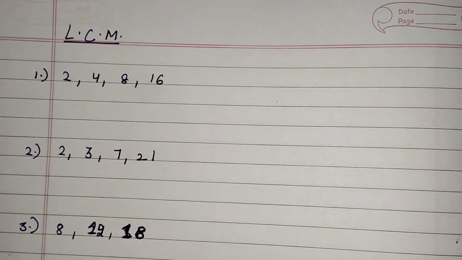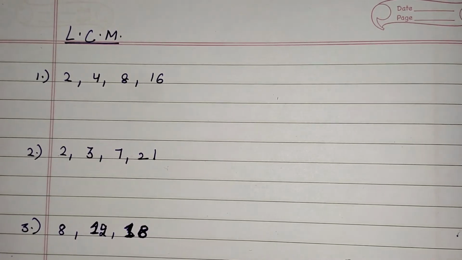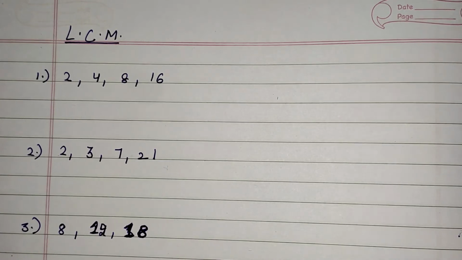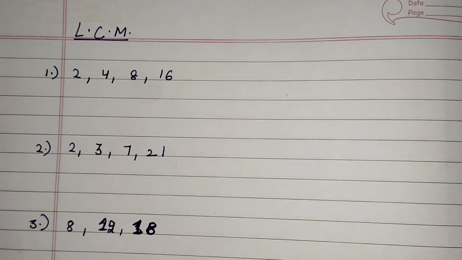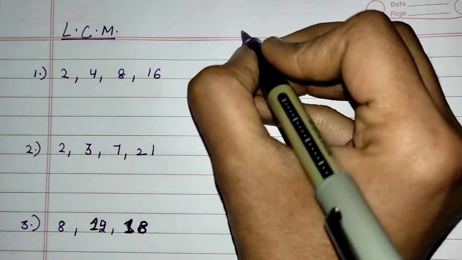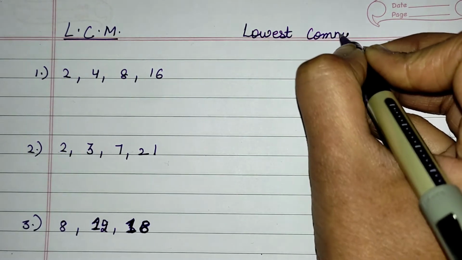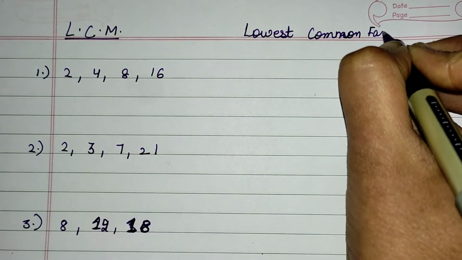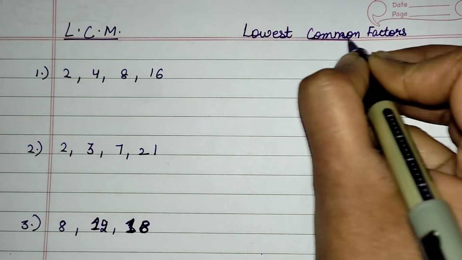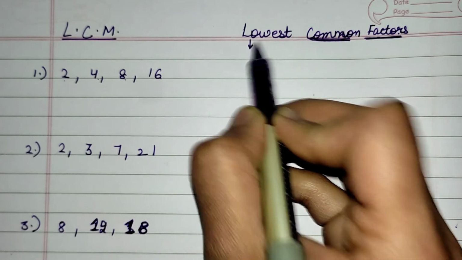So let's start today's topic, which is how to find out the LCM of any given numbers within a few seconds. Let us first understand the meaning of LCM. We are going to use the same meaning for finding the LCM. LCM means lowest common multiple.